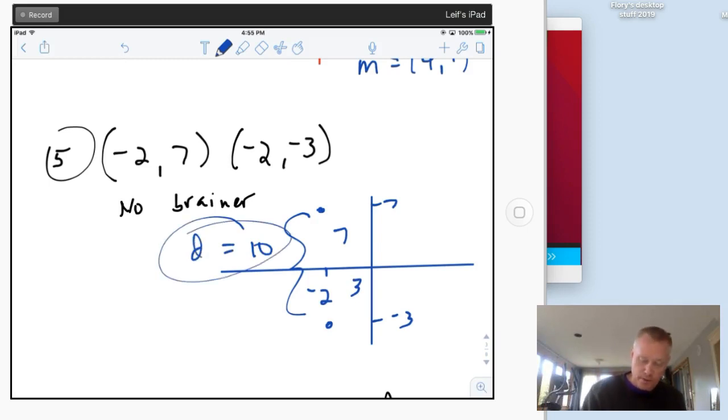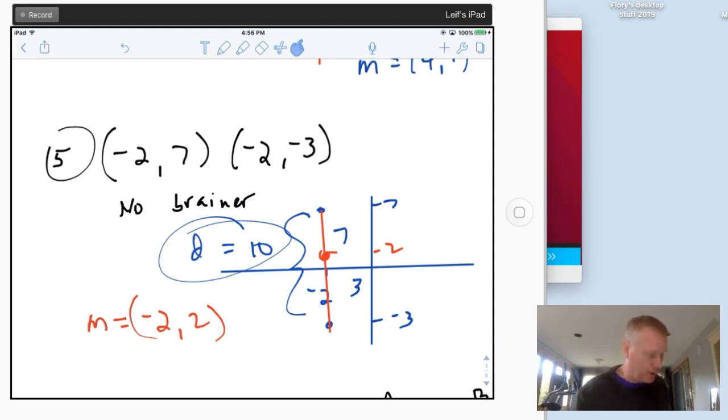What's the midpoint? The midpoint will be halfway in the middle of those. So if it's 10, you go down 5 units, which will land you at 2. So my coordinate for the midpoint would be -2, 2. And that's the answer. Okay, so those are no-brainer, easy ones for you. When you see those matching up, you're going to be psyched about it.